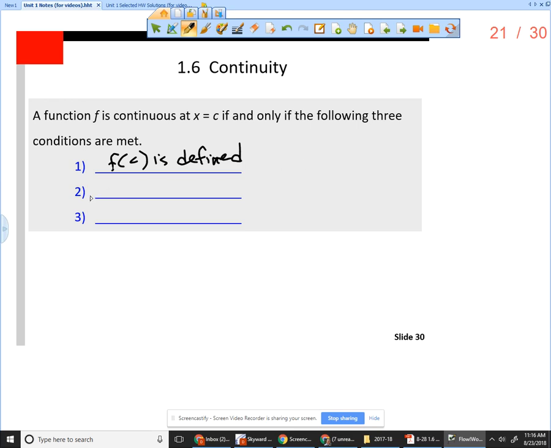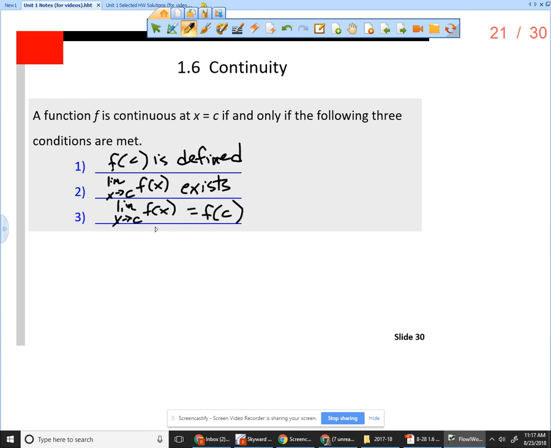Now, next one, the limit as x approaches c of f of x exists. So we may initially have plugged in and we got like 0 over 0, but then when we evaluate the limit, we get the limit to exist. Well, that could mean that condition 2 is met. But step 3, it must be true that the limit as x approaches c of f of x equals f of c.